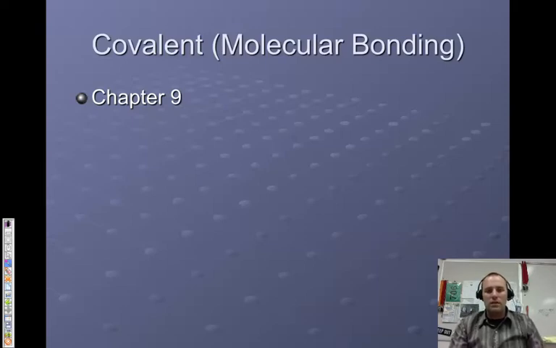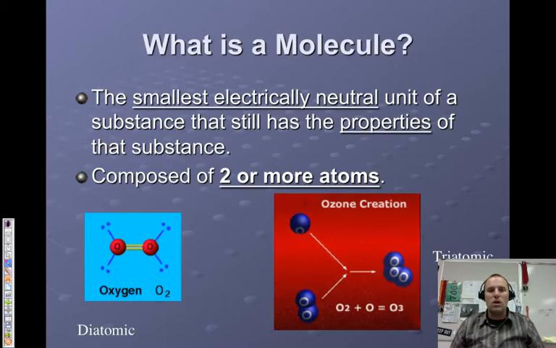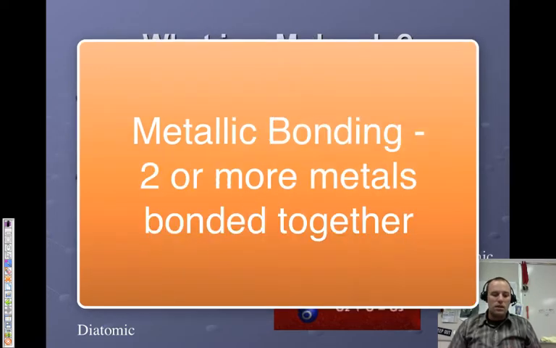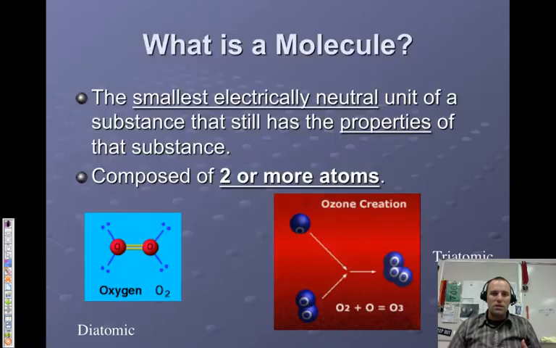All right, our final type of bonding is covalent or molecular bonding. Before we get into it, I want you to think back to the two types of bonding we've discussed so far. Ionic bonding is between a metal and a nonmetal, or a metal and a polyatomic ion. Metallic bonding is between all metals. So that only leaves one other thing that a covalent bond can be, and that must mean that it's all nonmetals.